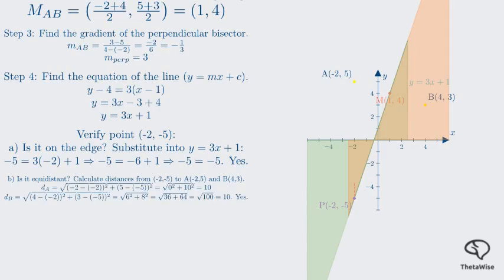To check for equidistance, we calculate the distance to A and B. Both distances are the square root of 34, confirming it is equidistant. The process of finding the perpendicular bisector is robust and reliable. Let's move on to a problem involving adding a site to an existing diagram.